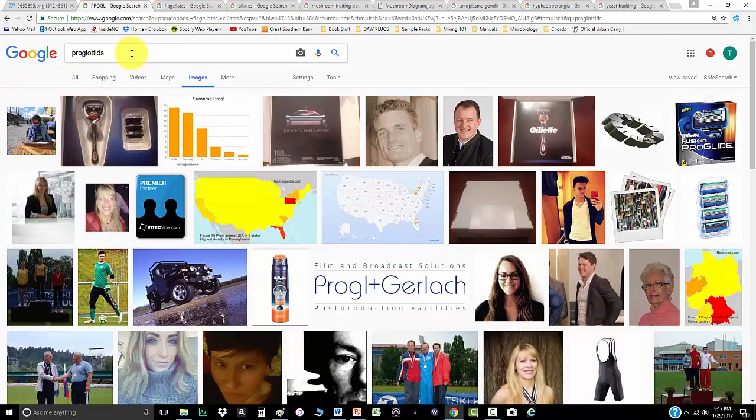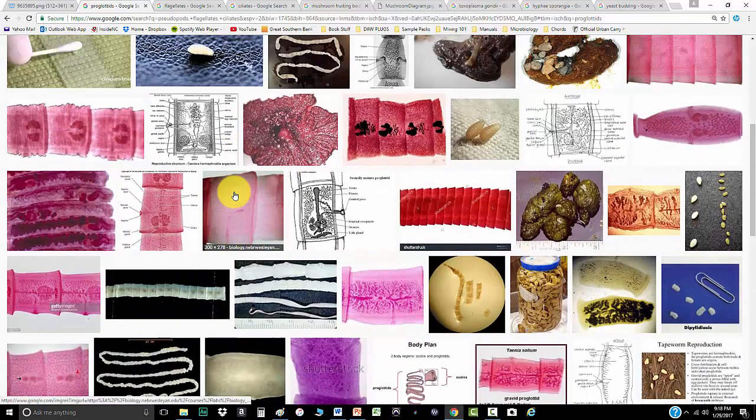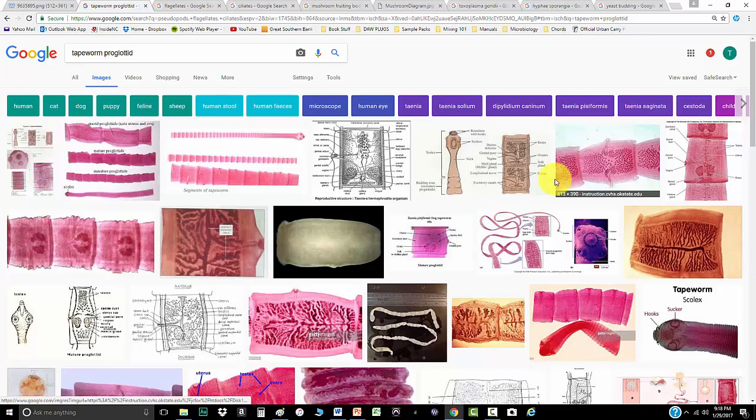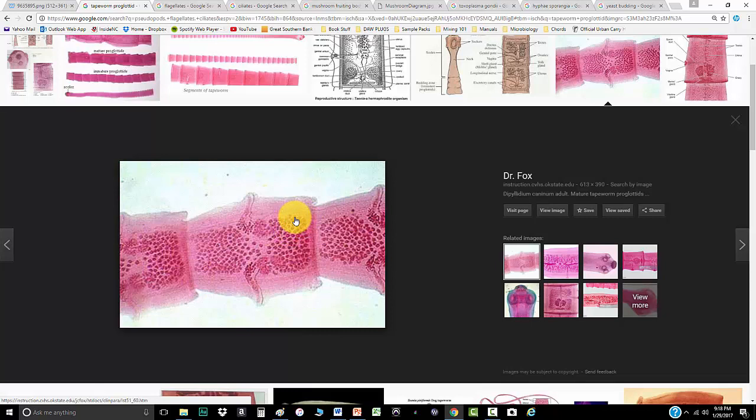Proglottids. Here we go, that's what I'm looking for. This is a tapeworm proglottid, not as gross as I thought actually. But this is actually part of the segment of the worm that contains the eggs inside of it here. So this is actually part of the tapeworm that contains the eggs within it.